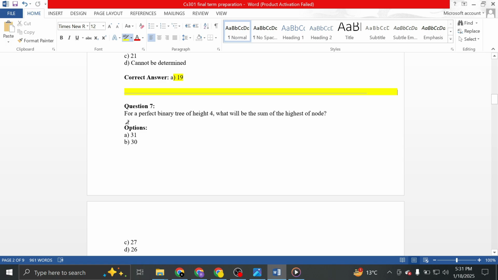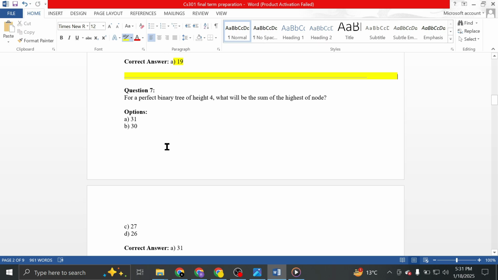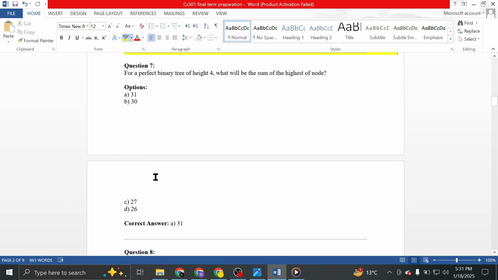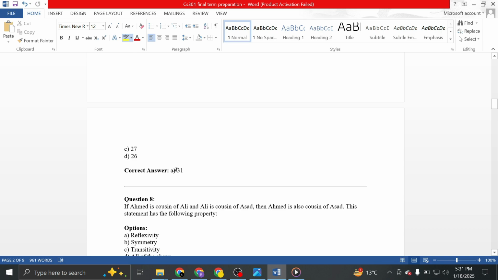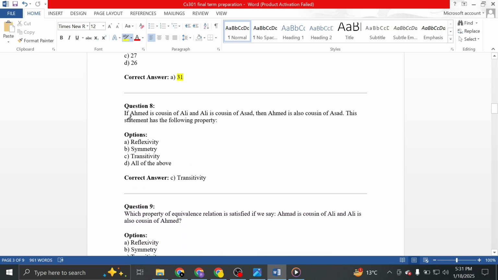Question 7. For a perfect binary tree of height 4, what will be the sum of the height of nodes? Options: A. 31, B. 30, C. 27, D. 26. Correct answer: A. 31.